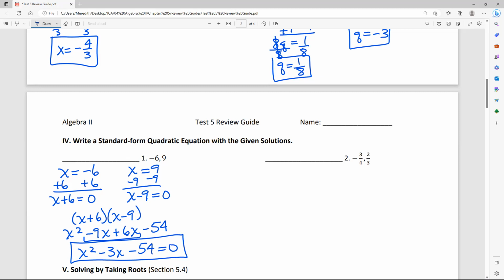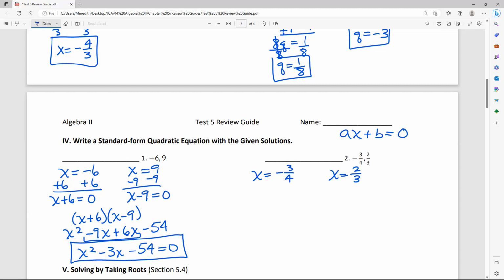All right, and then we do it again. I'm just giving you all some practice with fractions. What do we do with fractions? x equals negative 3/4 and x equals 2/3. Now, you do not add or subtract the fraction and just have x plus 3/4 equals 0 and x minus 2/3 equals 0. You need to have the form ax plus b equals 0.